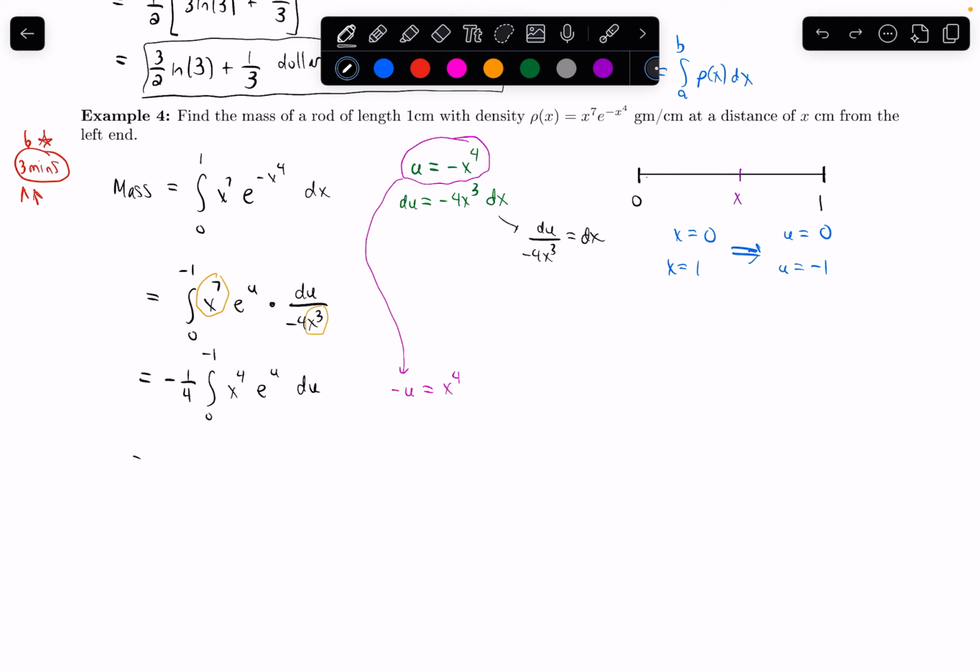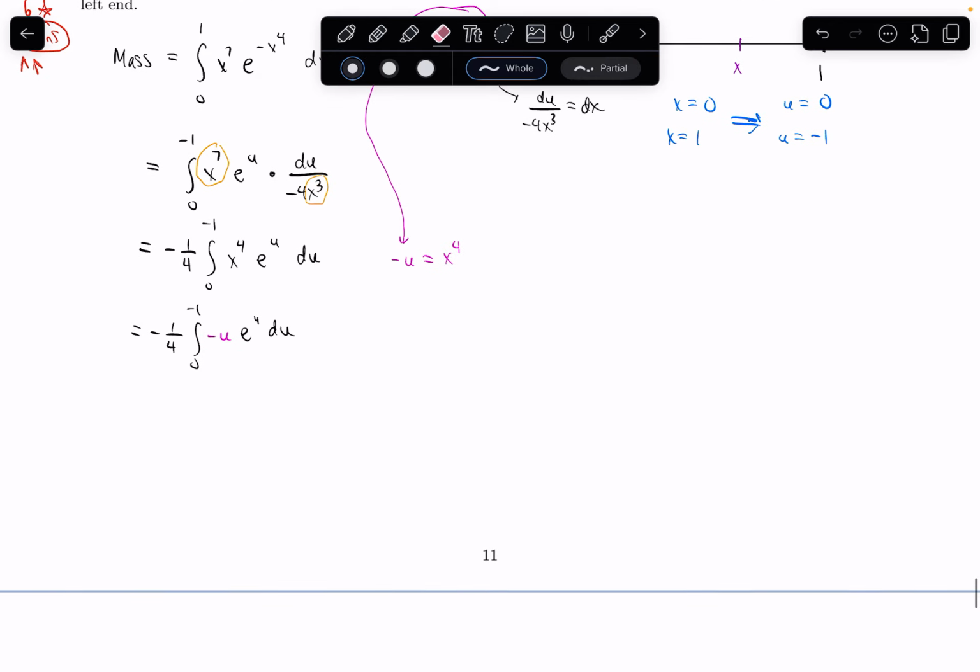So doing that, we get negative 1/4 integral from 0 to negative 1. I'm going to plug in for x to the 4th, it's negative u. And then I get e to the u du. Nice. Now the double negatives cancel, so we just get positive 1/4 in front. Integral from 0 to negative 1 of u e to the u du.